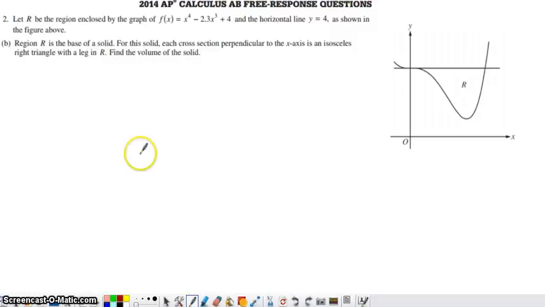This will be part B of problem 2 from the 2014 AP Calc AB exam. You've got this region R here, and in part B it says the region R is the base of a solid. So we have something that's sitting on this base. It has a flat base to it, and it's coming off the screen toward us.